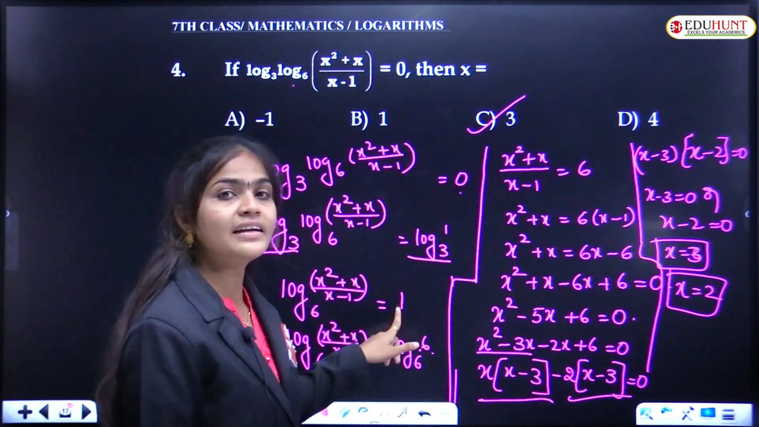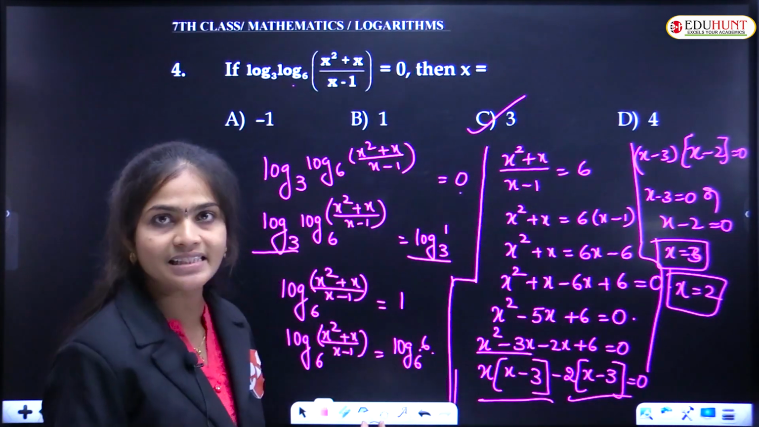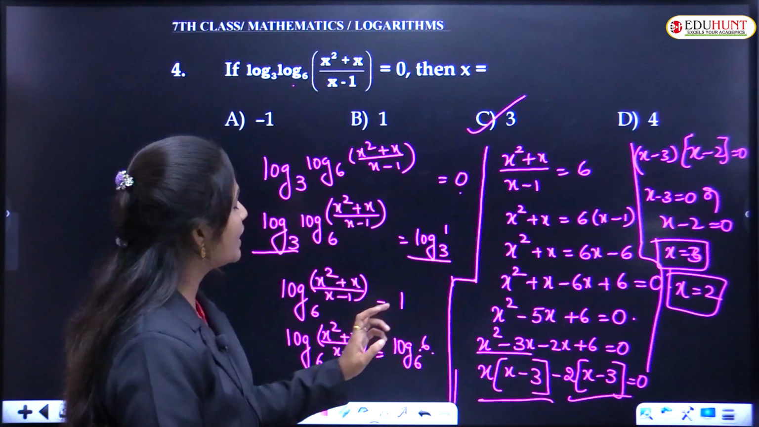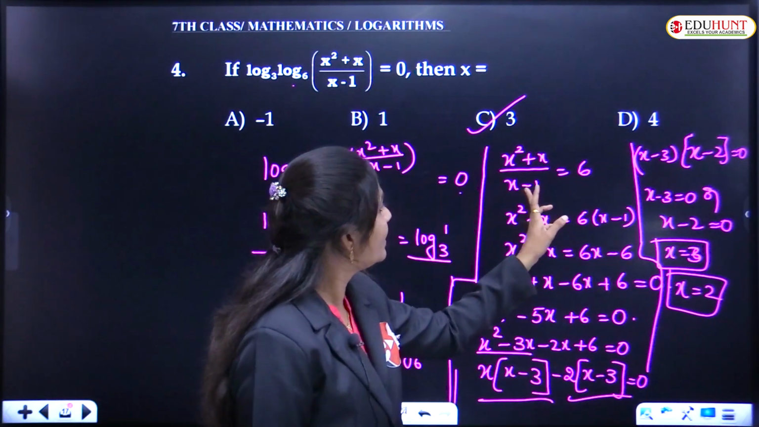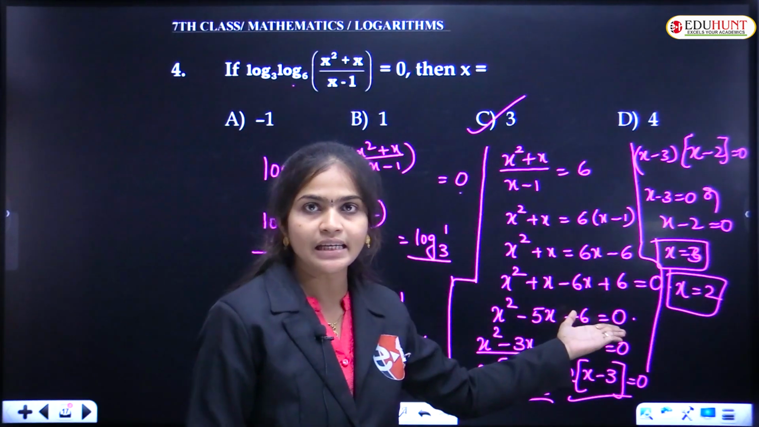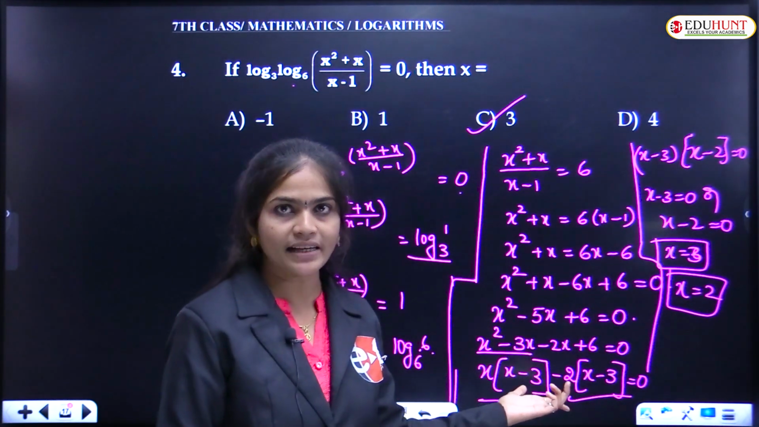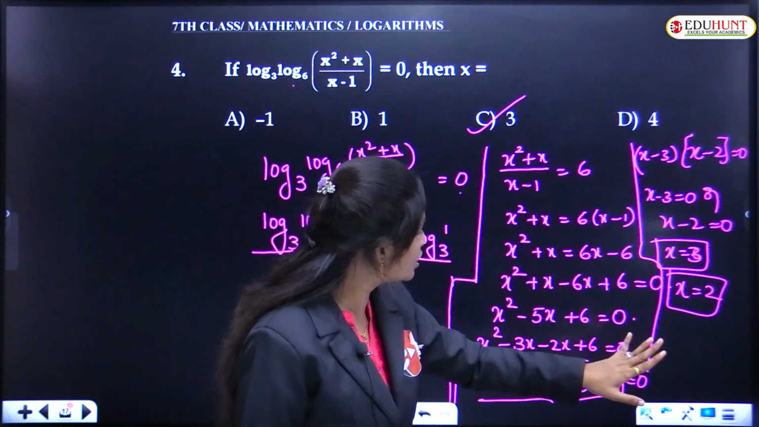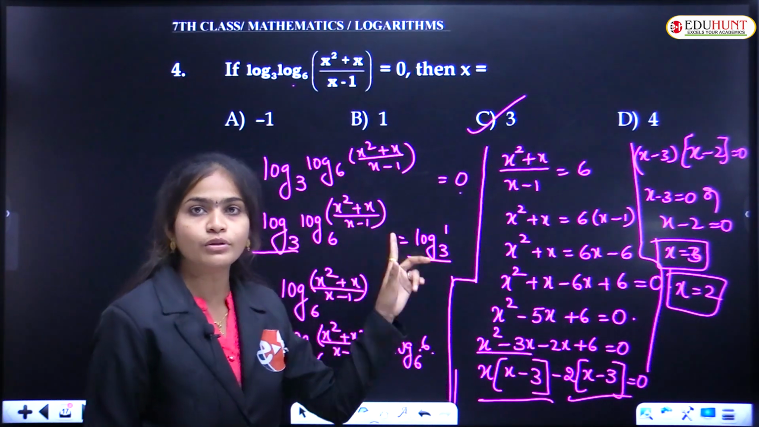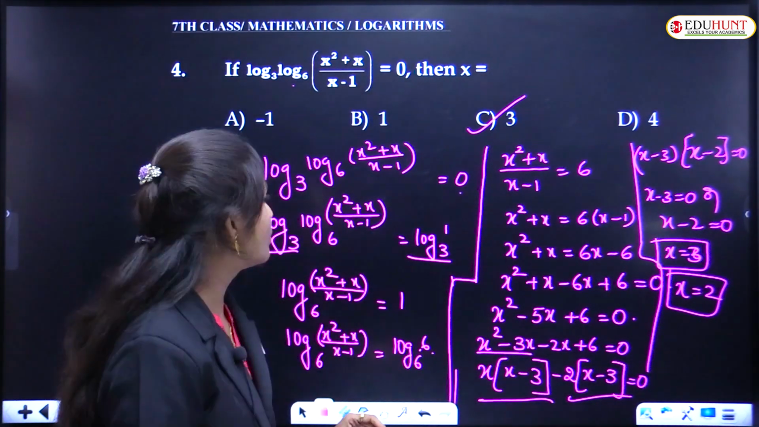That's why we need to write the RHS in the form of a logarithm with the same base that the LHS has. After this we get the simple equation x square plus x by x minus 1 is equal to 6. After that it is converted into a quadratic equation, and we know how to take factors by the factorization process. After completion we get two values. Out of two values, one value is given in the options, so that's why we went for that option. Okay, so next question.